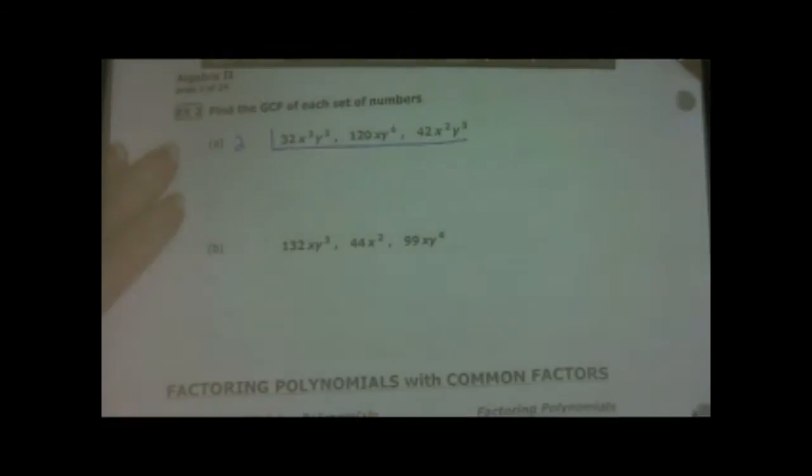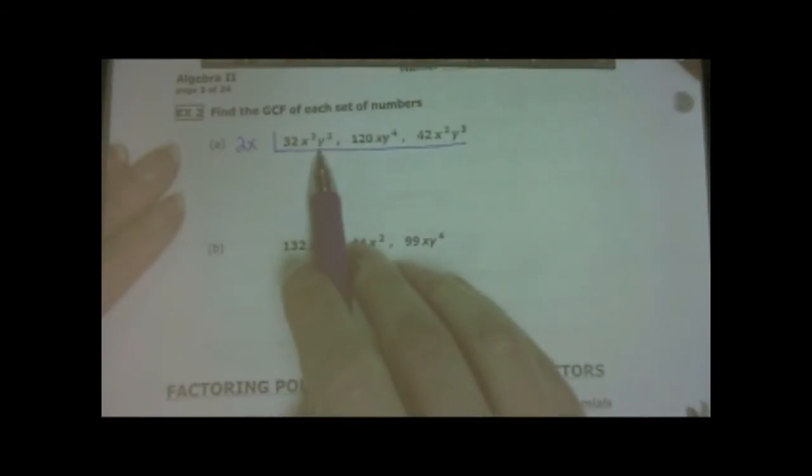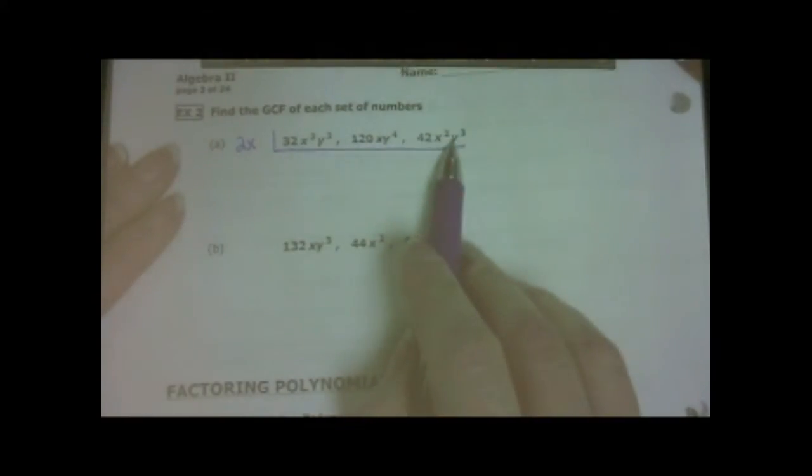I'm getting better at this, so I'm going to take a leap and I'm going to pull out my variables as well. I have some x's. The smallest power of x's that I have is x to the 1 power. Y's. The smallest power of y's that I have is y to the 3rd power. So I'm going to pull that out. And next, I'm going to divide that out of each of my 3 terms.